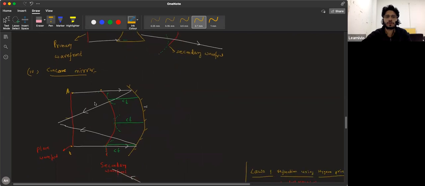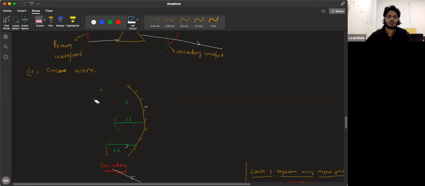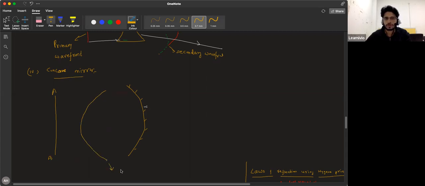So if you have a concave mirror and you take one primary wavefront AB, let me draw it again. This is your concave mirror, and this is your primary wavefront AB. The concave mirror converges, so this will be your converging wavefront. This one is your secondary wavefront, and this one is your primary wave.